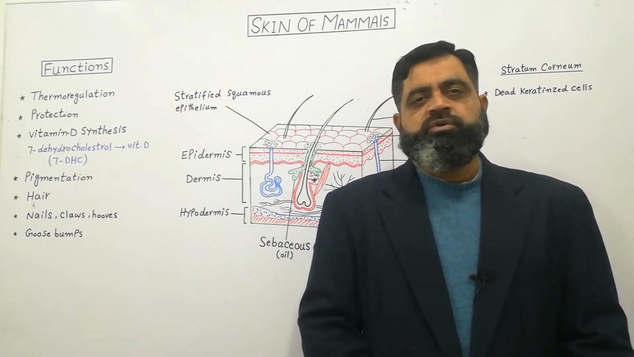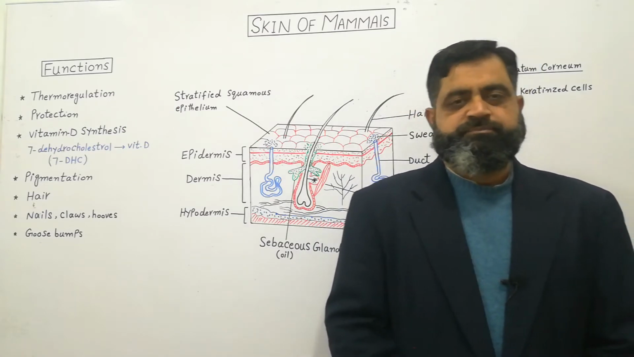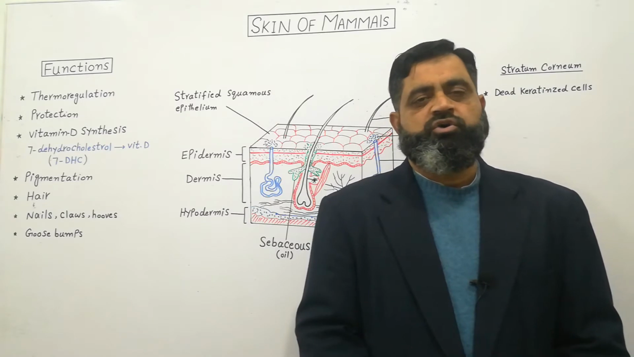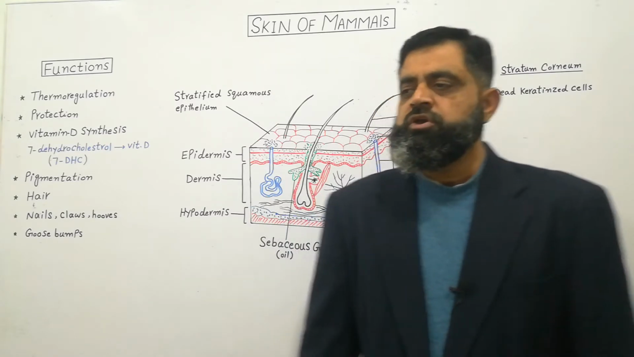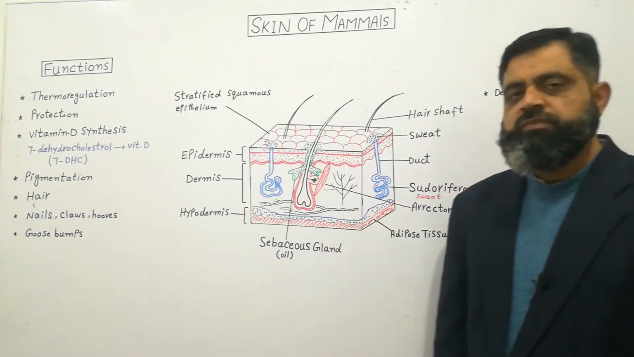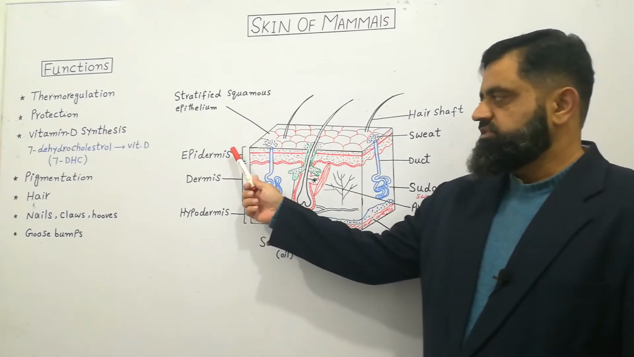Today we are going to discuss skin of mammals, including human beings. First of all, we will look at the structure of a human or mammalian skin. So this is the diagram of a mammalian skin. The skin of mammals is composed of three layers.